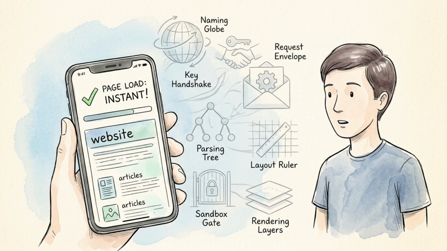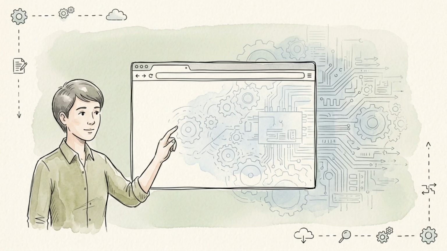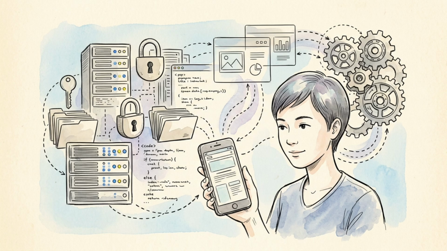So the next time a page loads instantly, remember what disappeared. The name lookup disappeared. The handshake disappeared. The request disappeared. The parsing disappeared. The layout disappeared. The sandbox disappeared. You did not see the machinery, because the machinery succeeded. The more invisible this machinery becomes, the more power it has over what feels simple. The page appears before you can blink, because your browser quietly rebuilt the world behind it.